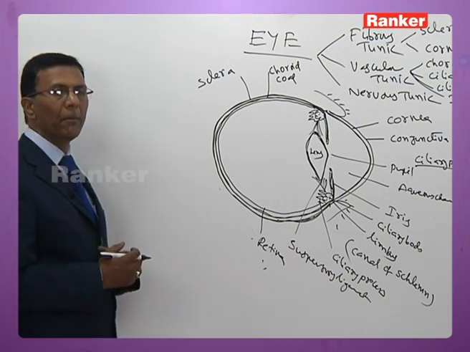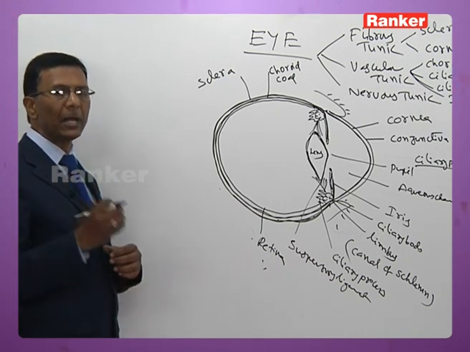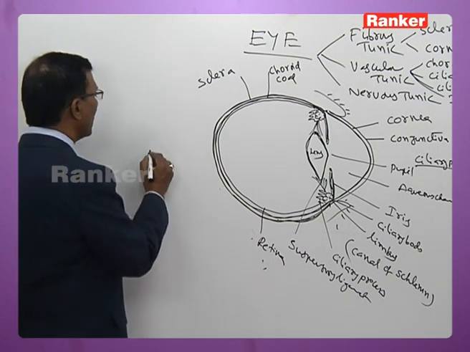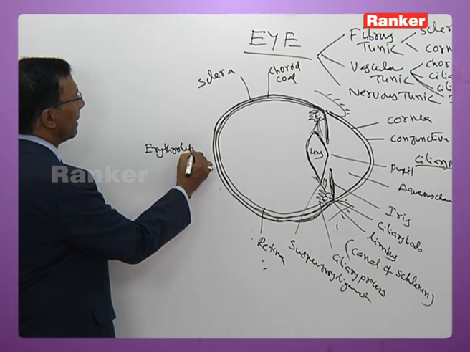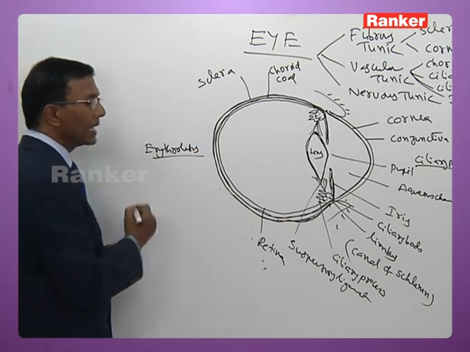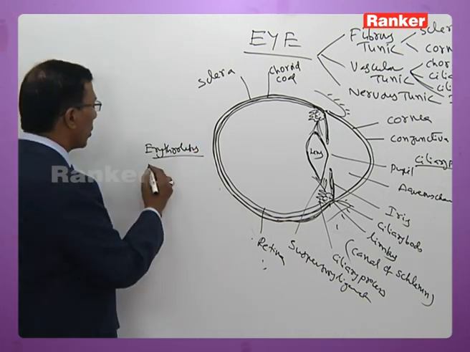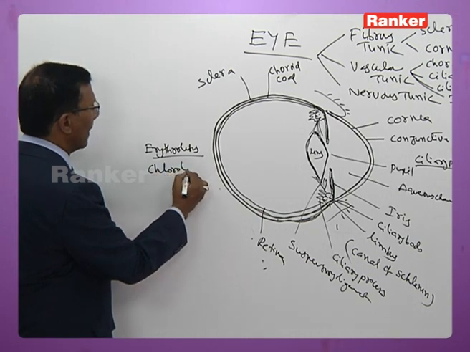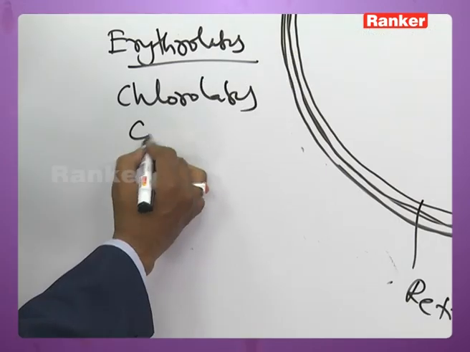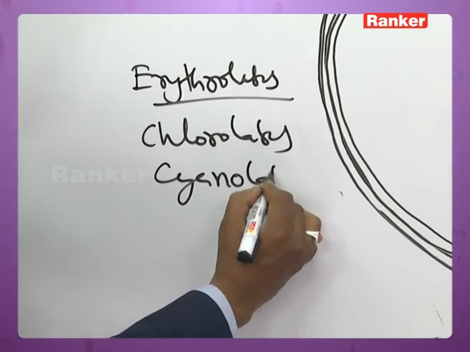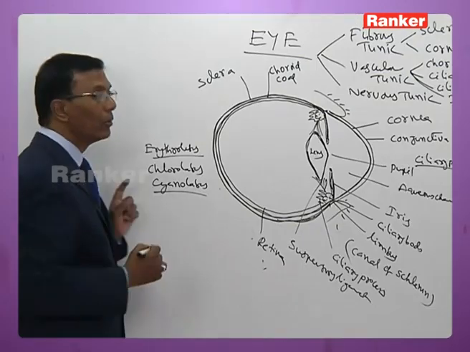There are three kinds of cones in the human retina. Those three are meant for discriminating three basic colors. Erythrolabes are meant for discriminating or identifying red color. Chlorolabes are meant for detecting the green color. Cyanolabes are meant for identifying blue color.